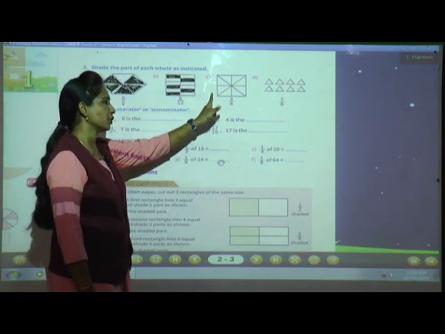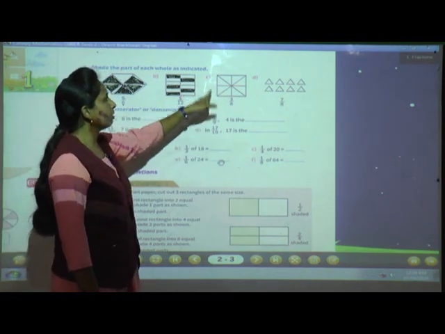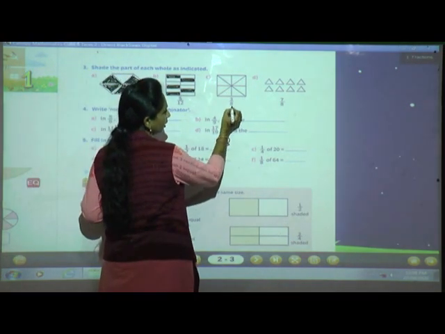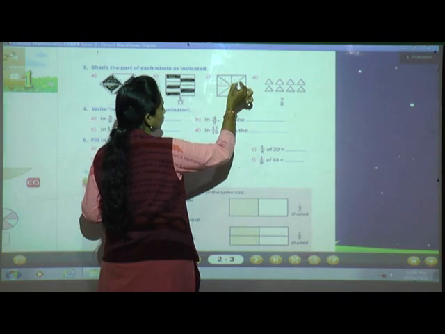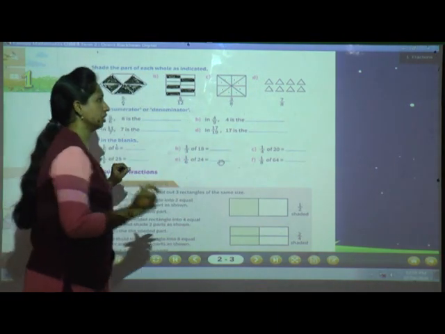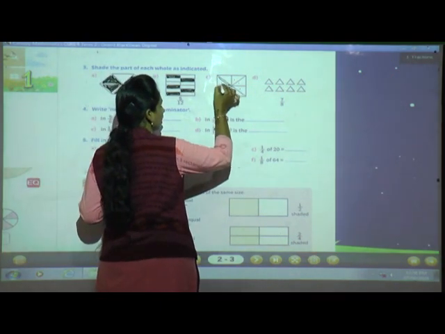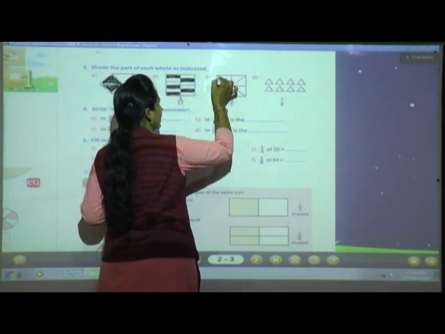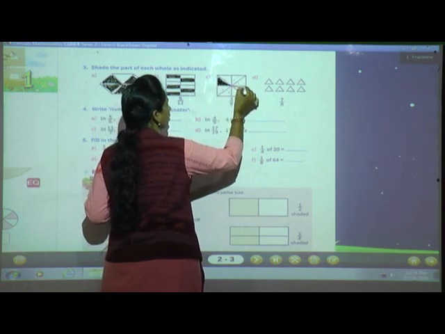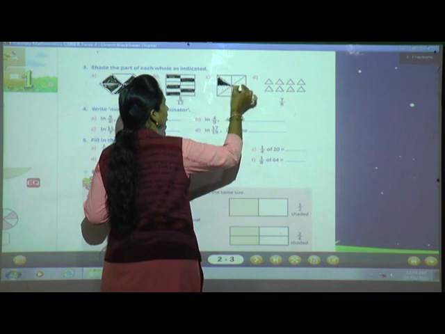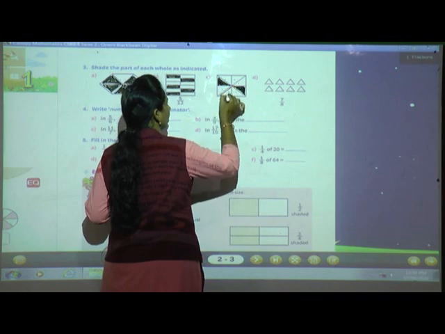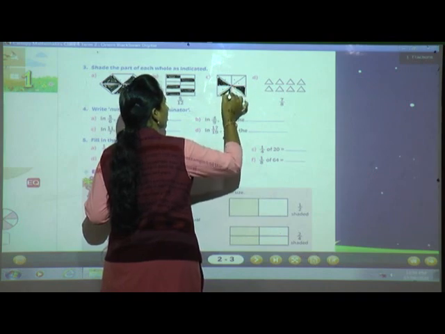Now the next shape, square. Okay. How many parts are there in the square? Yes. They have given at the bottom 8. Shall we check? 1, 2, 3, 4, 5, 6, 7, 8. Out of that how many we need to color? 3. So color 3 parts wherever you want. 1 part, 2 and 3.